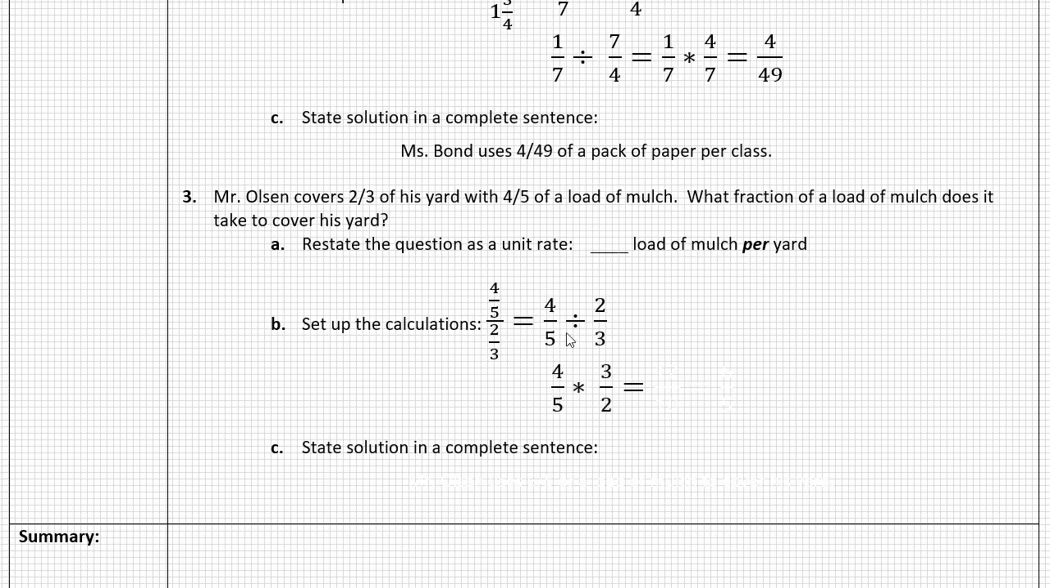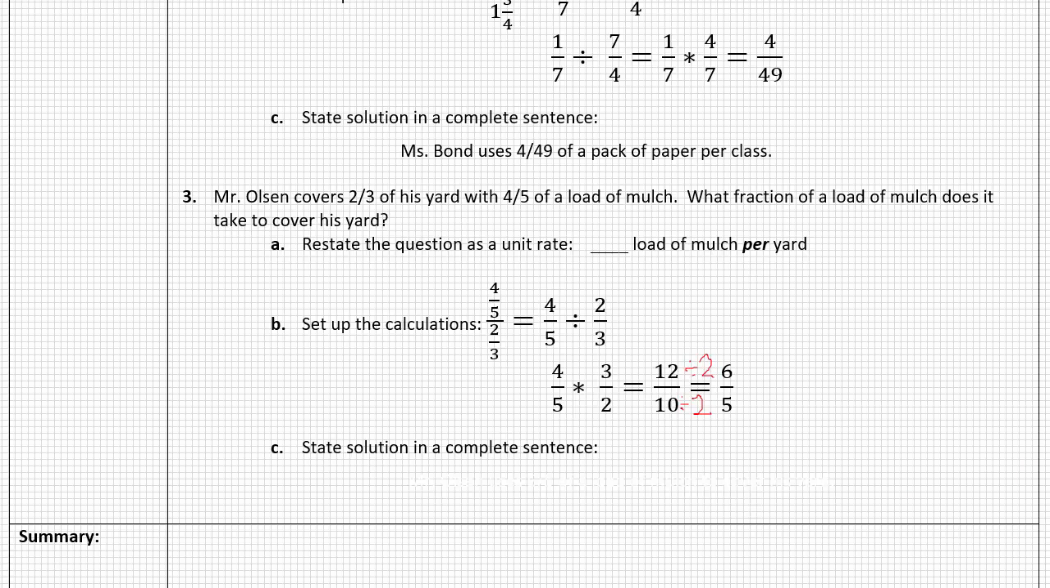We would keep the first fraction, change division to multiplication, and flip our second fraction. Then we're ready to multiply straight across. In doing so, we get 12/10. But did you notice this fraction can reduce? We can divide both 12 and 10 by the common factor of 2. So it simplifies down to 6/5. We always want our answer in the simplest form.